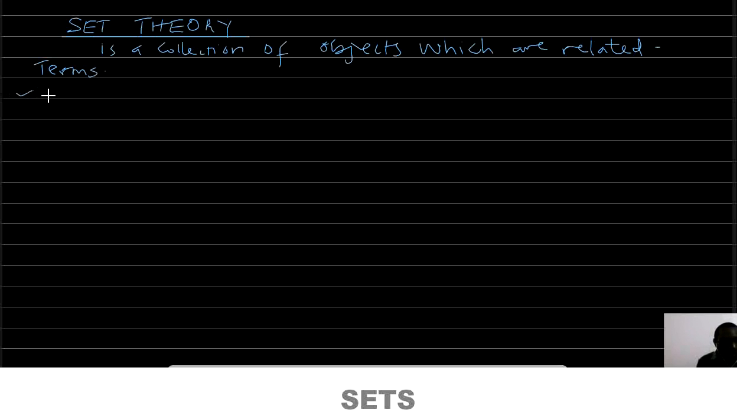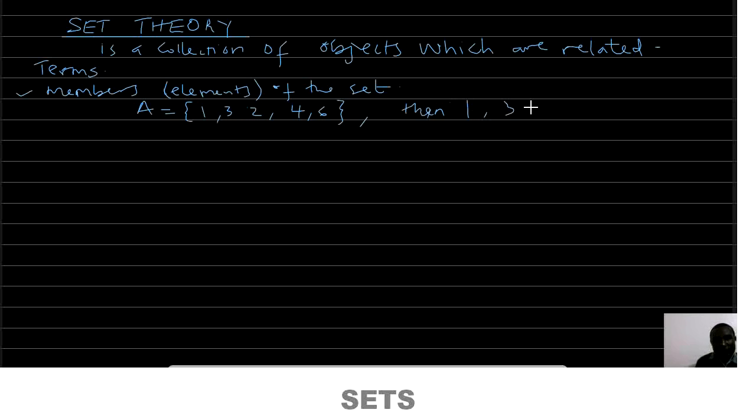The first term which we shall encounter is members or elements of the set. So that's the first terminology, and I'm going to define it based on an example. If I have set A which is equal to {1, 3, 2, 4, 6}, then 1, 3, 2, 4, 6 are the elements. The short way of saying this is using this symbol.